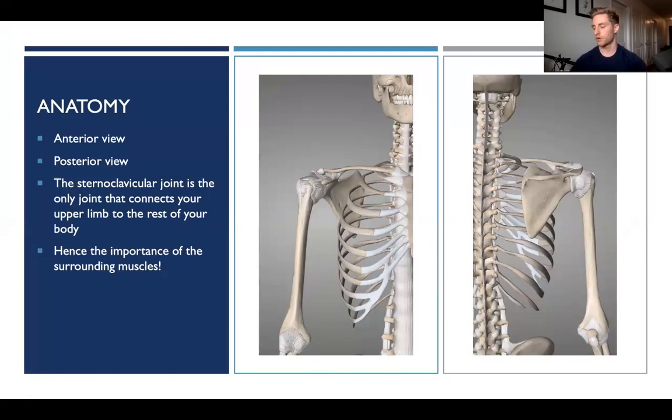So starting off with the bony structure here, what we're looking at is an anterior view of the skeleton, meaning from the front. This is a posterior view of the skeleton, meaning from the back. The first thing that you're going to notice here is that the shoulder blade itself sits along the rib cage.